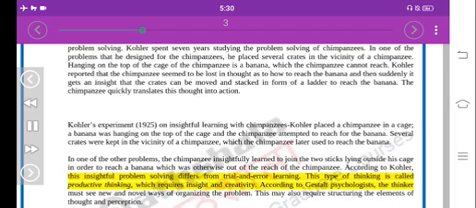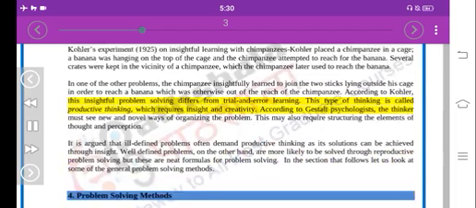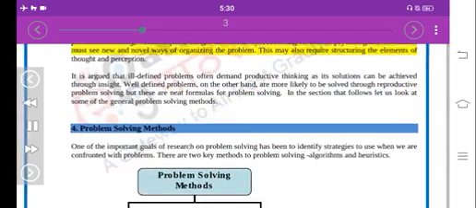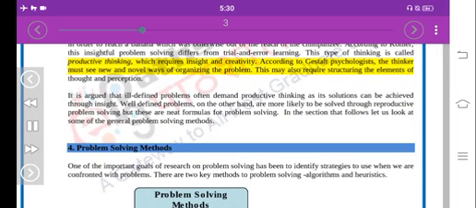This type of thinking is called productive thinking, which requires insight and creativity. According to Gestalt psychologists, the thinker must see new and novel ways of organizing the problem. This may also require structuring the elements of thought and perception. It is argued that ill-defined problems often demand productive thinking as its solutions can be achieved through insight. Well-defined problems, on the other hand, are more likely to be solved through reproductive problem solving, but these are neat formulas for problem solving. In the section that follows, let us look at some of the general problem solving methods.